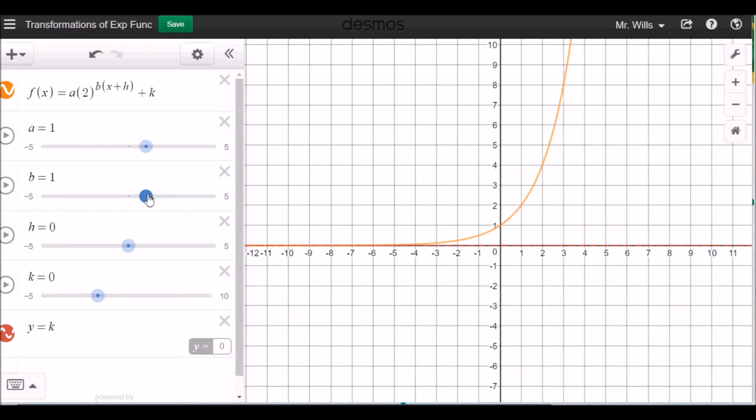So pay attention. When b is bigger than 1, we can say it is horizontally compressed. It gets thinner. When b is between 0 and 1, we can see that it's horizontally stretched. And when b is negative, boom, we say it's reflected through the y-axis. Between -1 and 0, it's stretched, and less than -1, we can see it's compressed. So stretched anywhere between -1 and 1.